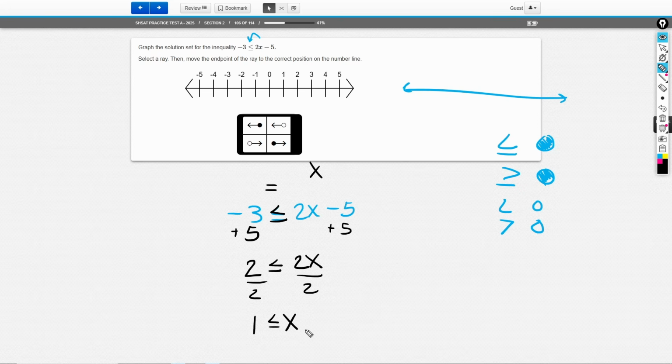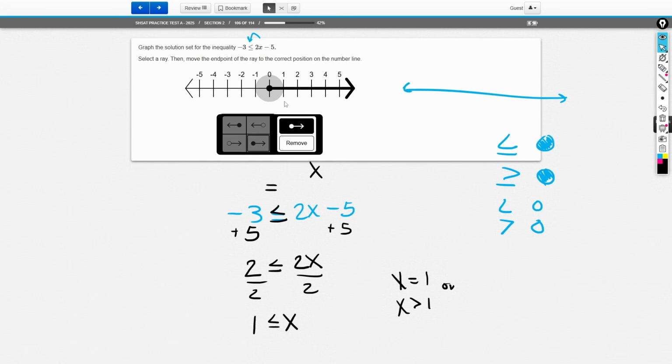That means that x can equal 1 or x has to be greater than 1. So we have to make our arrow go away from 1. So we're going to choose this symbol. And now we're going to place our starting point. Is x equal to 0? No. At its smallest value, x can only equal 1. And then it has to be everything that's to the right of 1 because it has to be bigger than 1. And that's going to be the correct answer here.